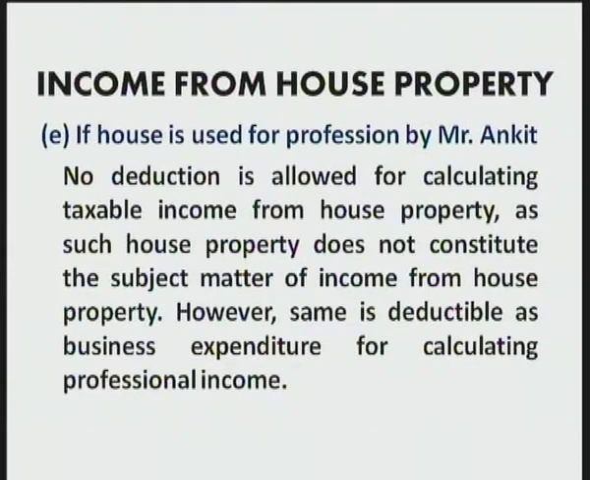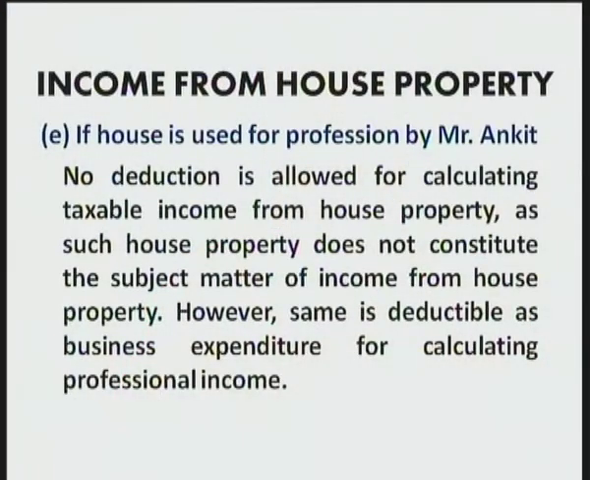Now, the fifth situation is if the house is used for profession by Mr. Ankit. As we discussed earlier, there are possible uses of the property. Either the property can be let out for residential purposes, or it can be let out for business and professional purposes, or the property can be used for self-residence of an assessee. Sometimes the property can be used by the assessee for his own business and professional purposes, of which income is taxable under the head income from business and profession.